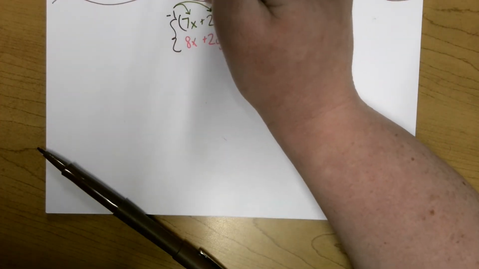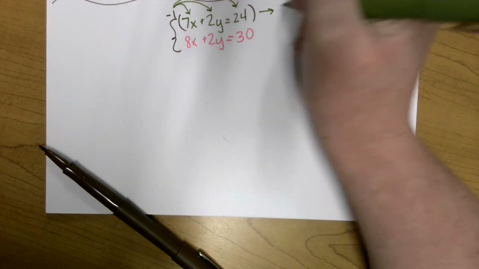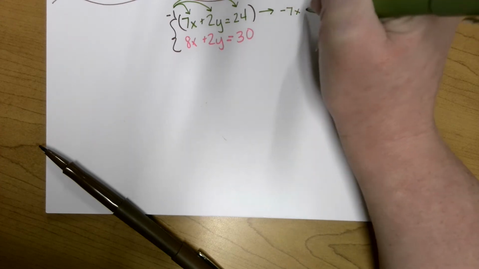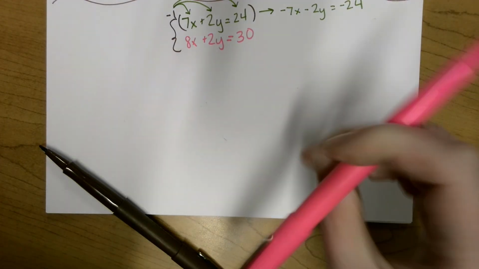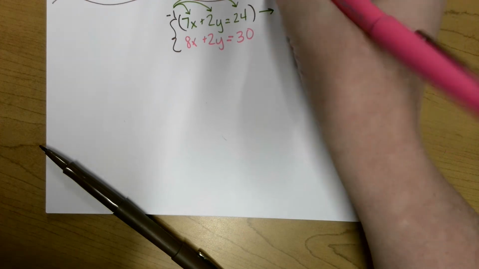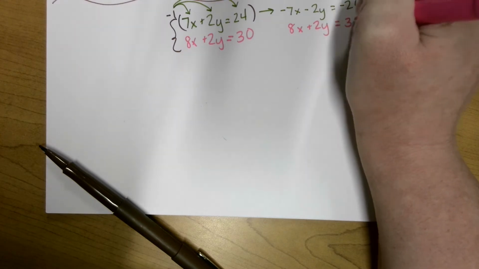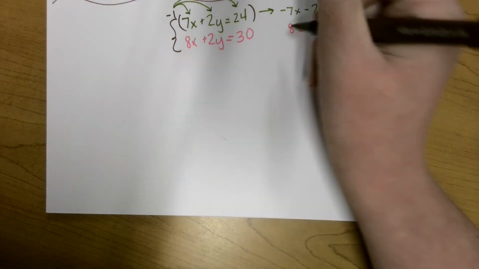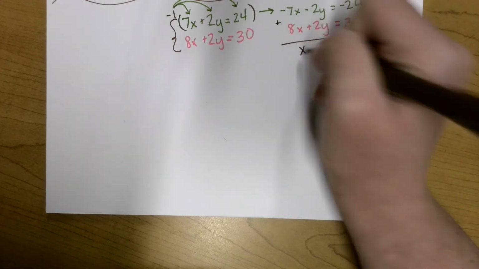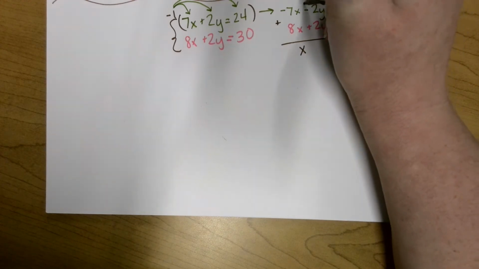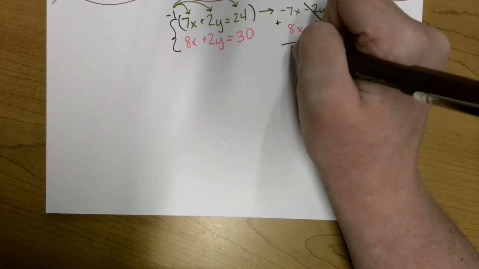And we will distribute that -1 to all three terms in parentheses. And so this is going to become -7x minus 2y equals -24. And then we're going to leave this one alone. I don't need to do anything with it. So we have 8x plus 2y equals 30. And then I'm just going to add the two equations together. So -7x plus 8x is 1x, or just x. -2y plus 2y cancels. -24 plus 30 is 6.